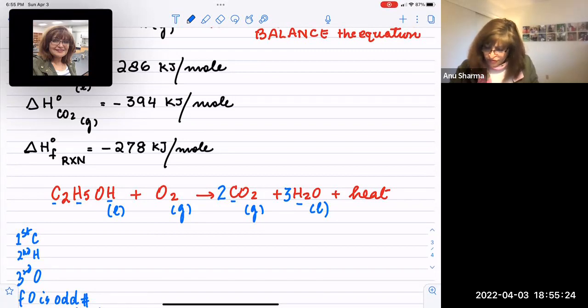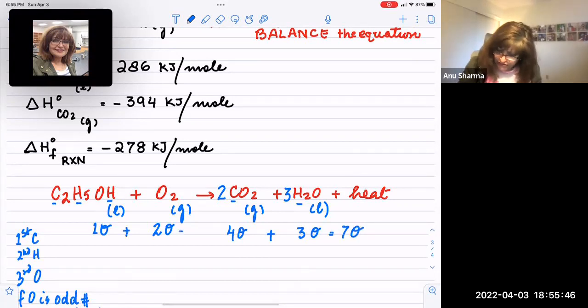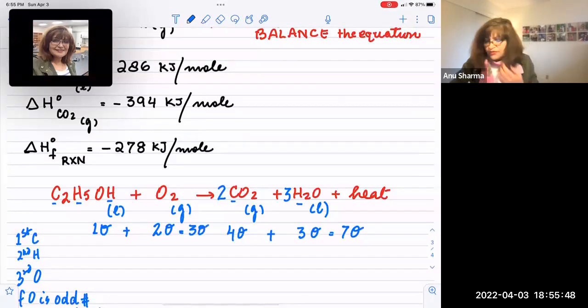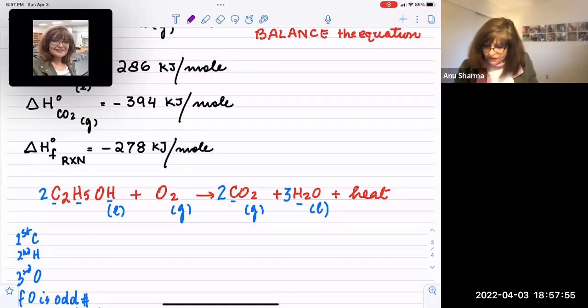Now let's look at oxygen. So we have 1 oxygen on this side, and we have 2 oxygens on this side, and we have 2 plus 2 times 2, 4 oxygens on this side, and we have 3 oxygens on this side. So this total becomes 7 oxygens here, and we have 3 oxygens this side. So we need to balance it. Okay, let's look at this balancing.